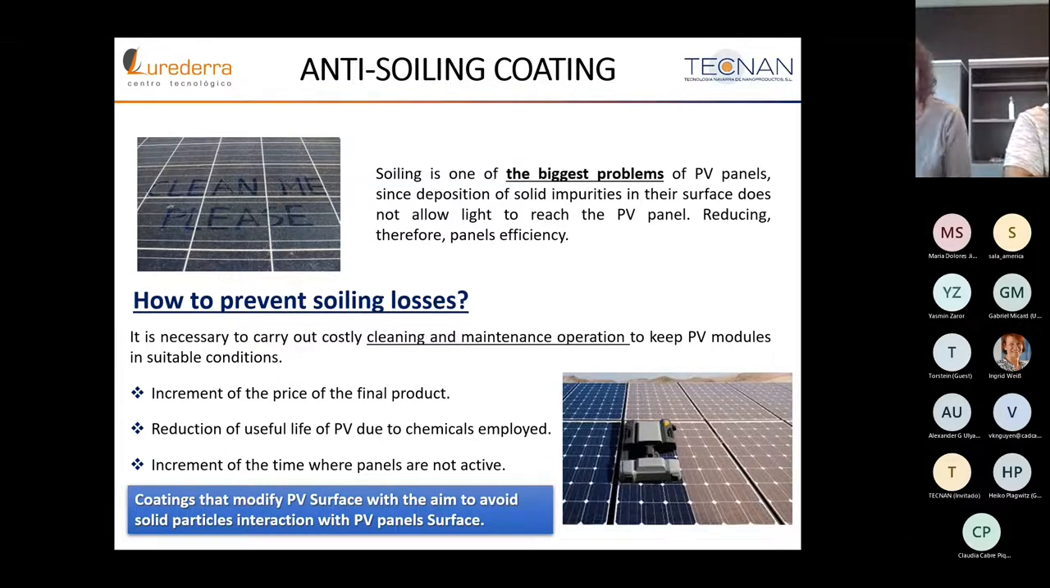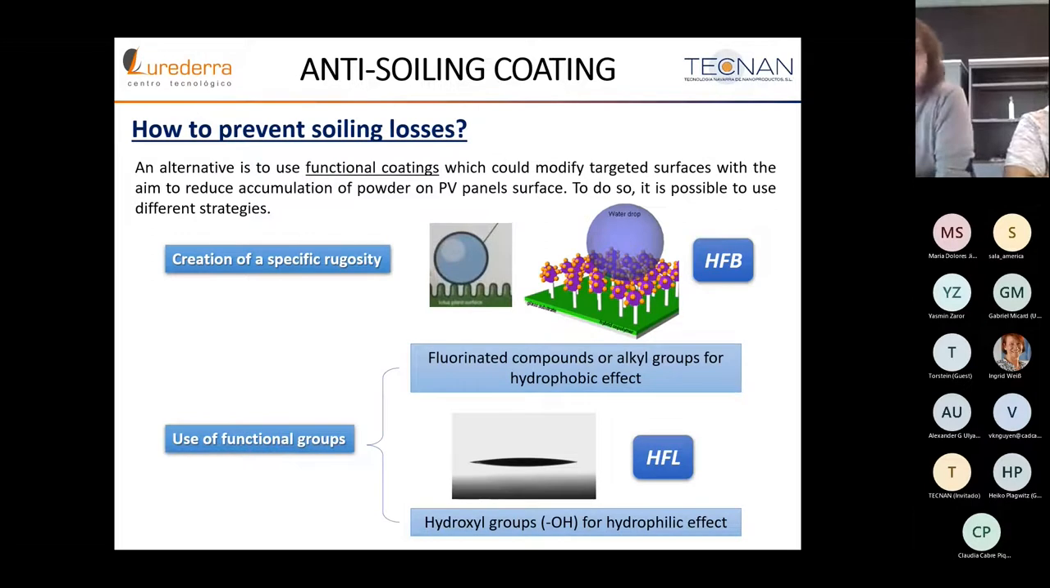This is the reason why we proposed the use of our coatings to modify the PV surface with the aim to reduce the contact between soiling particles and the panel surface. To do so, we can follow two different routes. On one side, we can modify the roughness of the surface with the aim to obtain a hydrophobic effect, so that the soiling, in the rain for example, is not in contact with the surface, and then soiling deposits are not appearing.